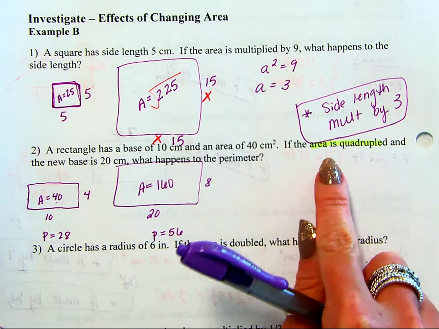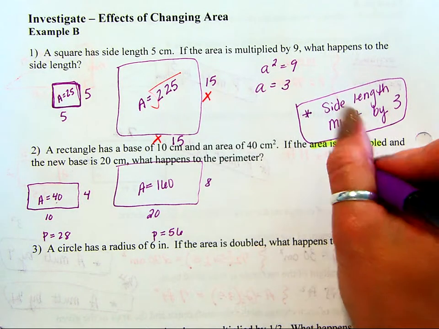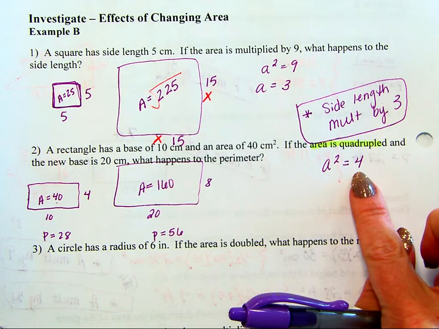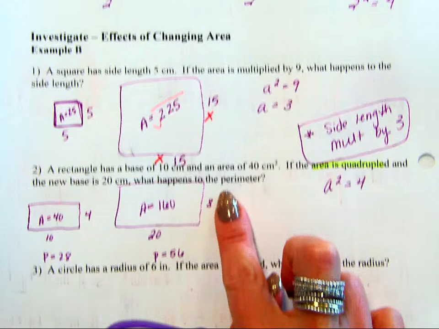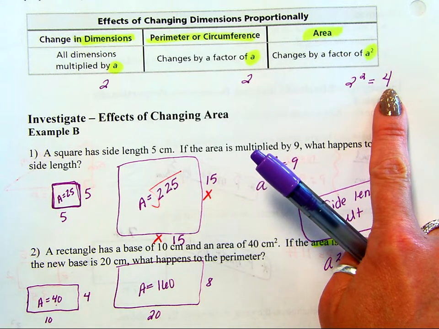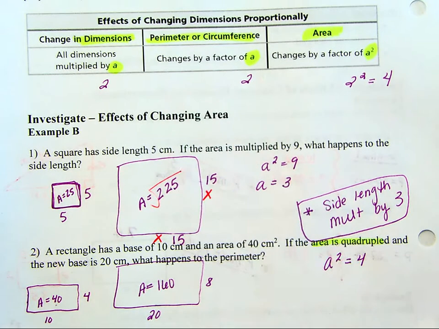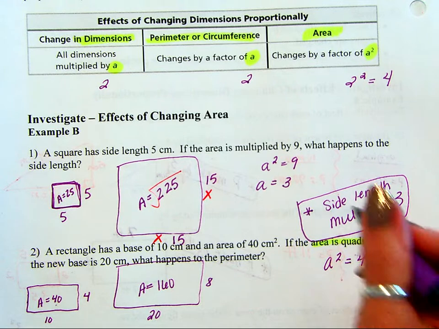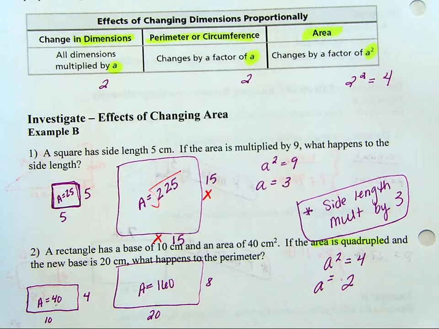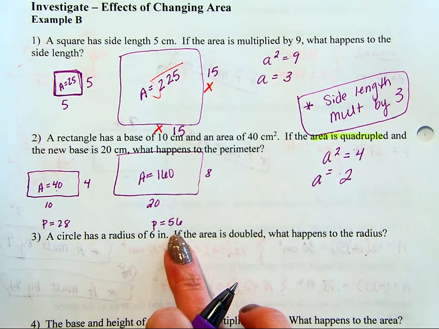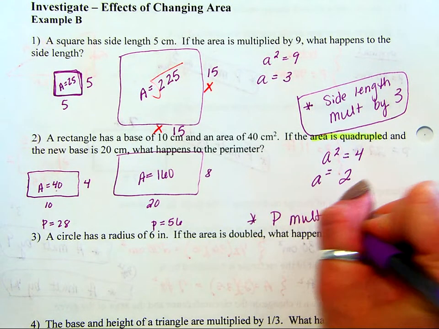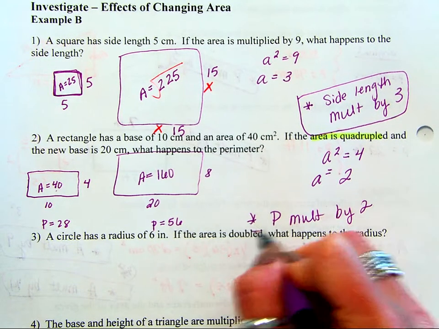But the other thing that I could note is if my area is quadrupled, that is my a squared. A squared is quadrupled. What happens to the perimeter? Well, if my area is quadrupled, my perimeter is going to change by a factor of a. A would have to be 2. And 28 to 56, it's times by 2. So I can say my perimeter multiplies by 2.